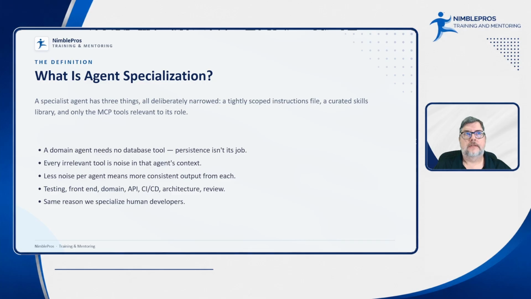Not because it can't be trusted with that information, but because for a domain agent, persistence is not its job. For a user interface, data is not its job. And by setting aside these irrelevant pieces, you hide that noise and that extra information from its context, and it's able to focus more on the role that it's there to play. And that makes them all more consistent, and it makes them all more knowledgeable about their area of specialization.